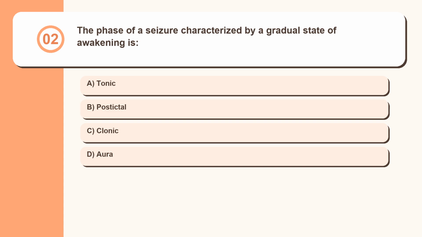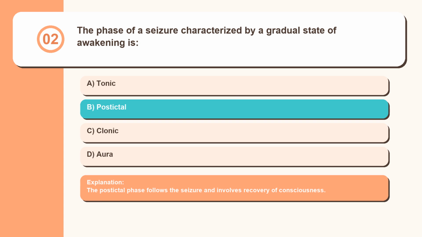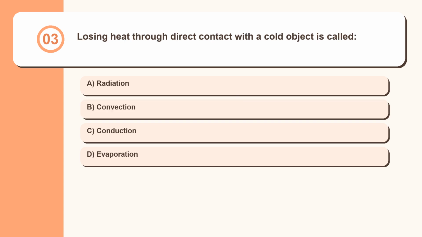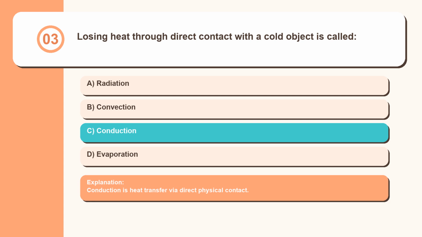Question 2. The phase of a seizure characterized by a gradual state of awakening is tonic, postictal, clonic, aura. The postictal phase follows the seizure and involves recovery of consciousness. Question 3. Losing heat through direct contact with a cold object is called radiation, convection, conduction, evaporation. Conduction is heat transfer via direct physical contact.